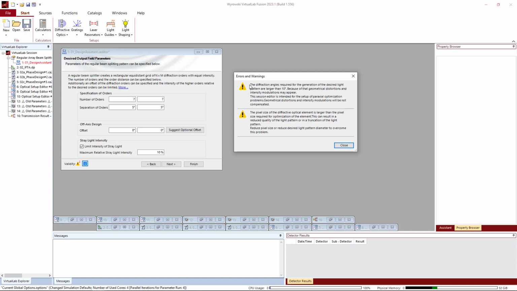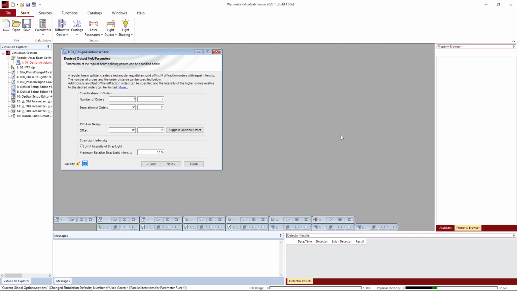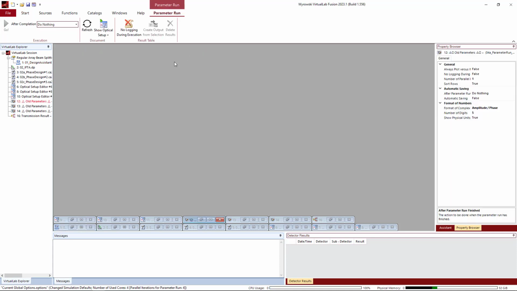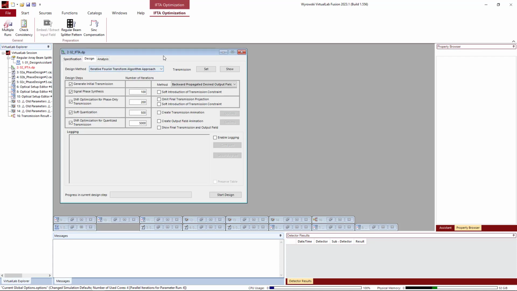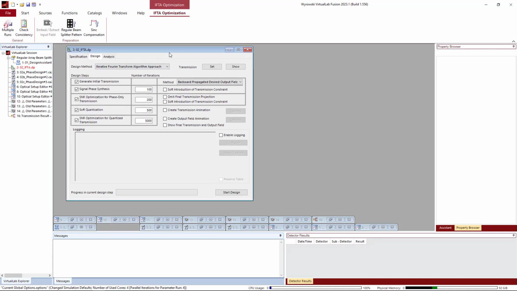So we're already being told that the assumptions of the methods that are going to be involved in the design are not fulfilled by the parameters that we have entered. We know this, and we are going to ignore it for the time being, but I just wanted to point out that you are given this warning already at this stage. So as a result of this wizard, once we have entered all the parameters we know, we would get the IFTA document that we can see on screen right now.